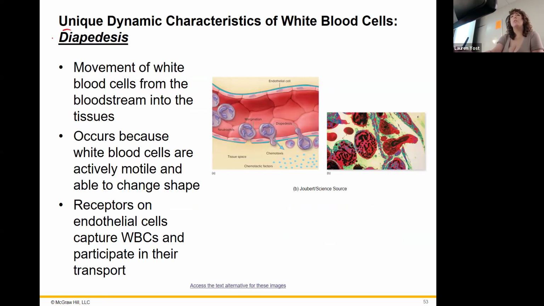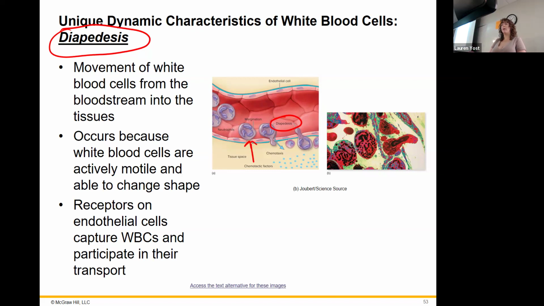Diapedesis is an important term that will definitely be on the test as well. It is just movement of any of the white cells from the bloodstream into the tissue. They just squeeze in between these cells here of the endothelium, and then move into whatever tissue they're being signaled to move into. So that's that process of getting out of the bloodstream and into the tissue. That's diapedesis.